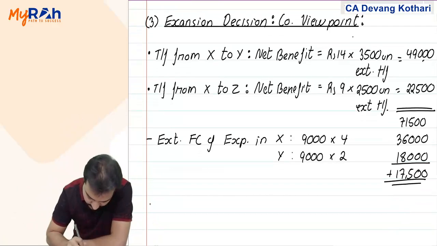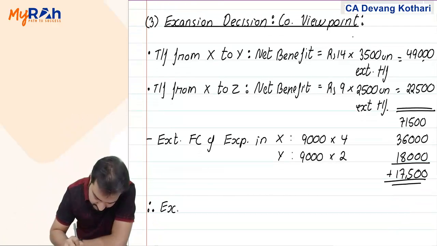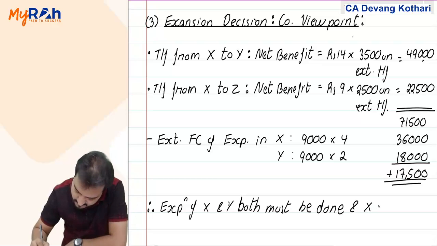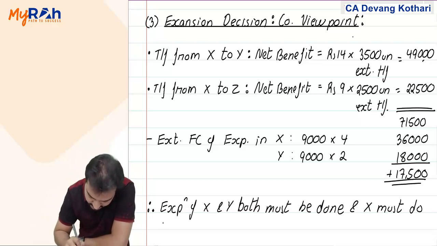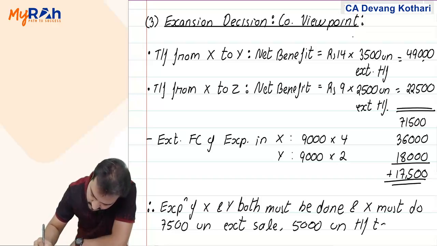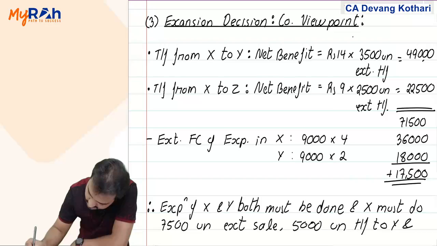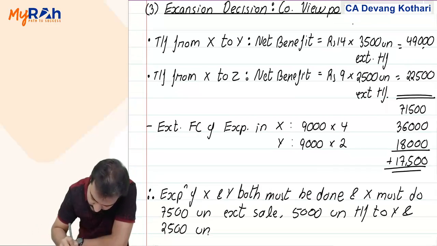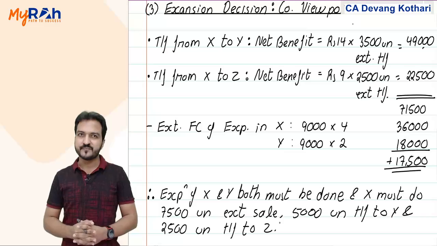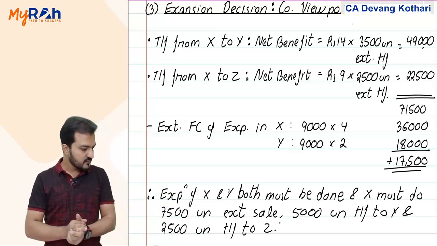So my decision therefore: expansion of X and Y both must be done, and X must do 7,500 units external sale, 5,000 units transfer to Y, and 2,500 units transfer to Z, because X can fulfill everything if it does the expansion. Done? So that is your question 4C.